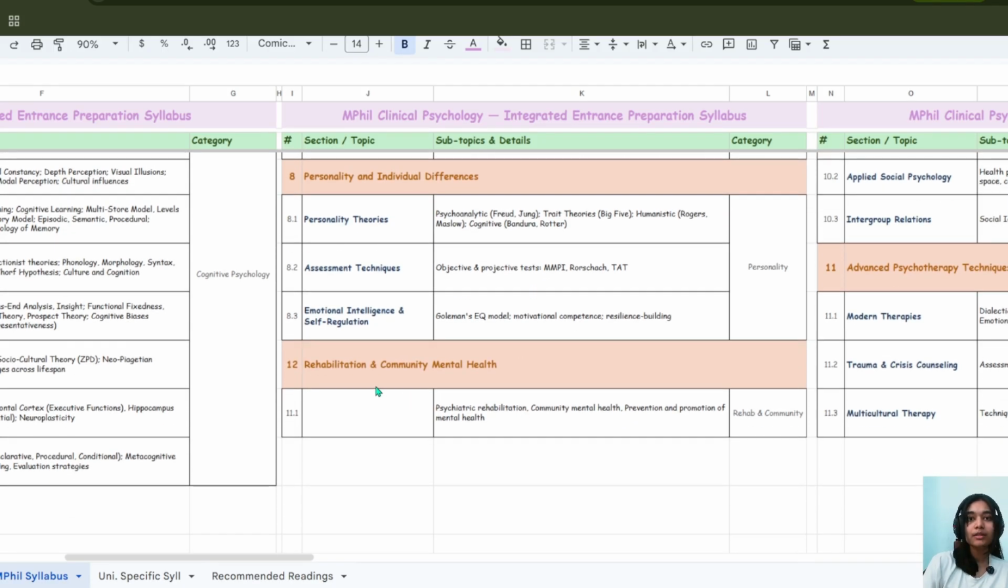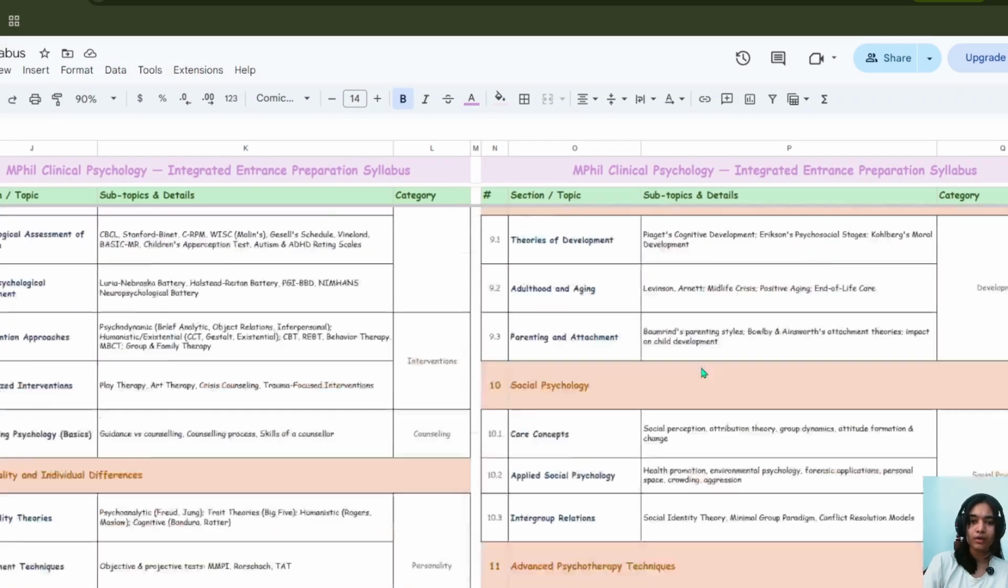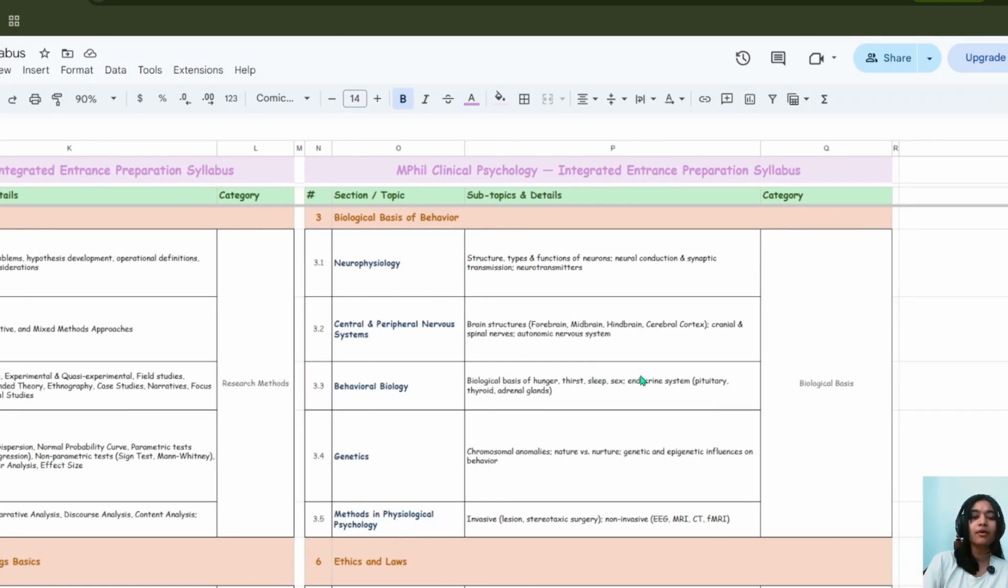Then rehab is a very important part of clinical psychology. So go through what psychiatric rehabilitation is, how we practice mental health at the community level, and what the preventions are, like primary, tertiary, and everything, promotions and everything. Then the biological basis of behavior.